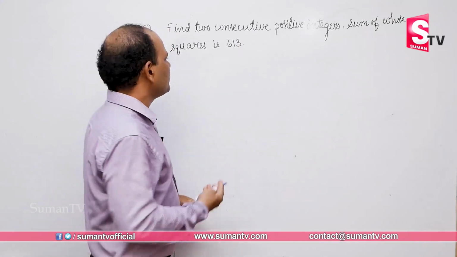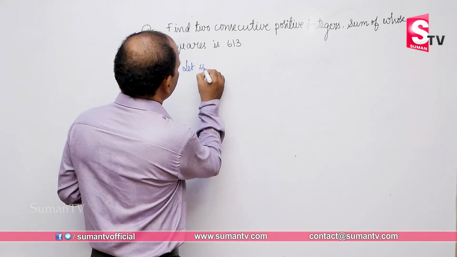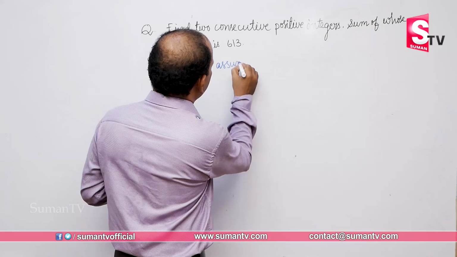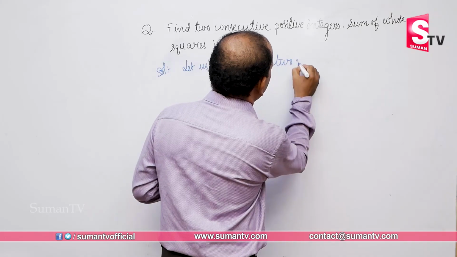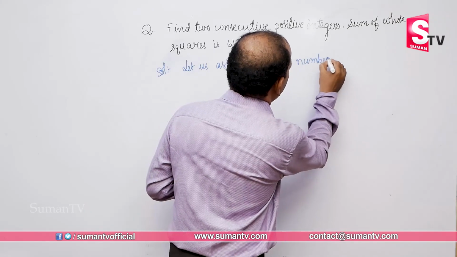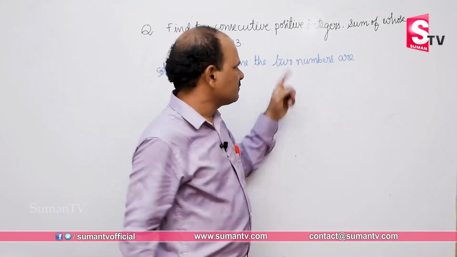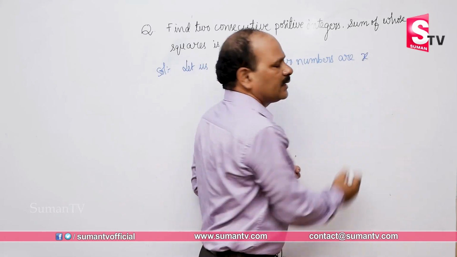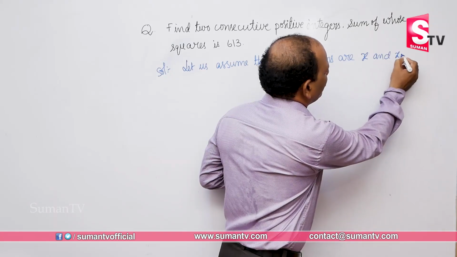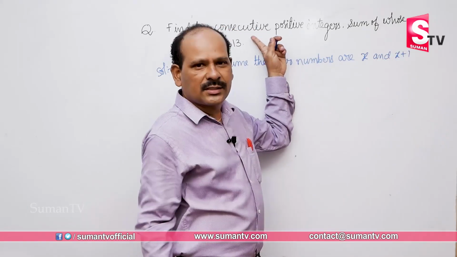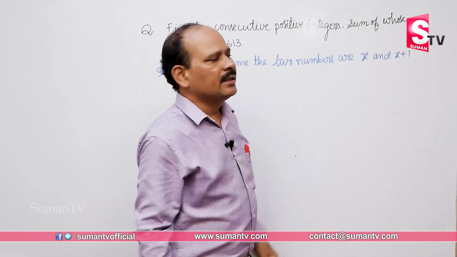Now let us assume the two numbers are, first number I am assuming as x, then the next number will be x plus 1. That number and the next number are consecutive numbers. So first number if I take as x, then the next number will be x plus 1.